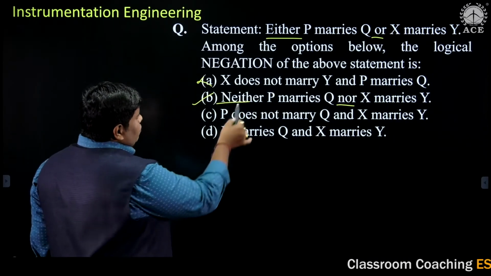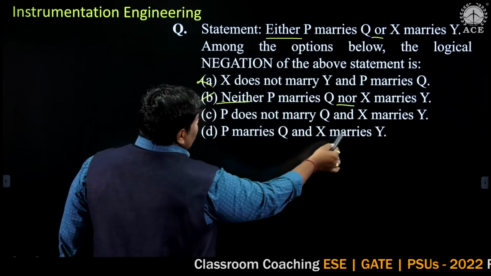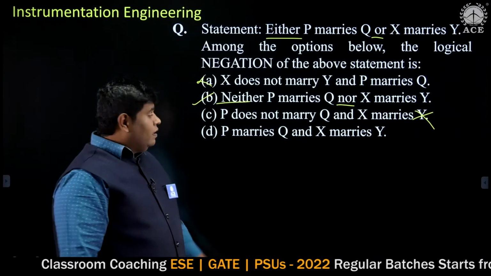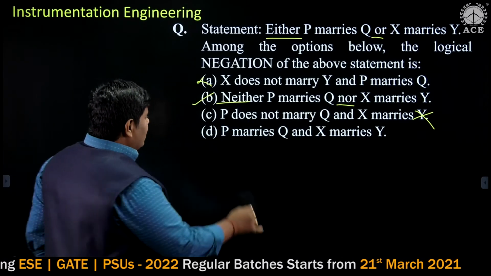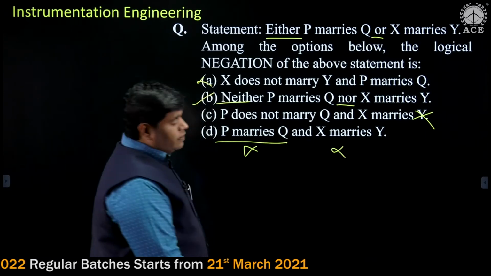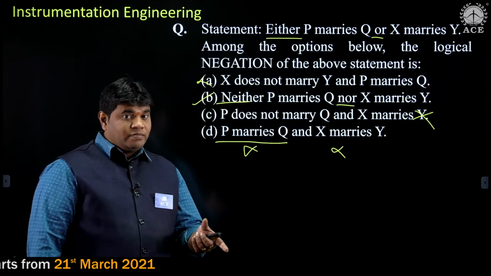So the remaining, observe once again. P does not marry Q and X marries Y. So wrong. P does not, okay, but X marries Y, a direct statement given. So wrong. P marries Q. So wrong. X marries Y. So wrong. Okay. Negation means complete opposite.